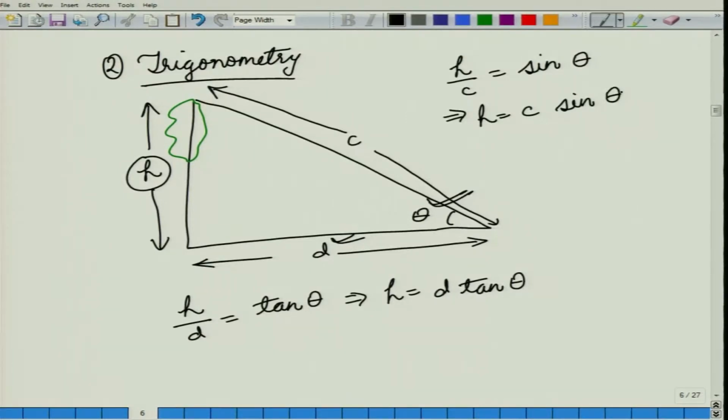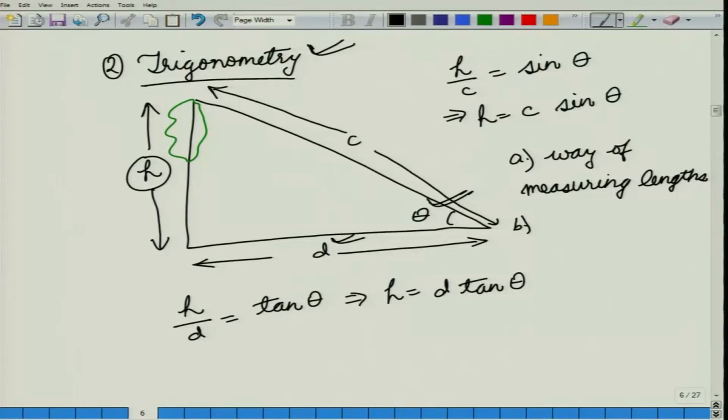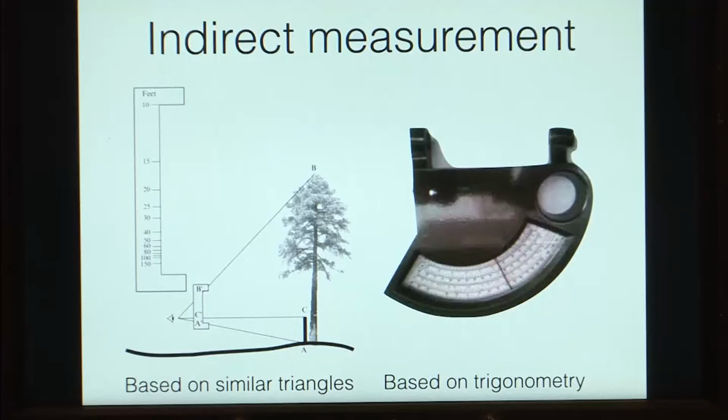Now, to use this method of trigonometry, you need two things. A, you need a way of measuring lengths, and B, you need a way of measuring angles, because you need to measure some length and some angle. So, we have different instruments for the measurement of lengths and for the measurement of angles, and we shall look into those in more detail in a later lecture.